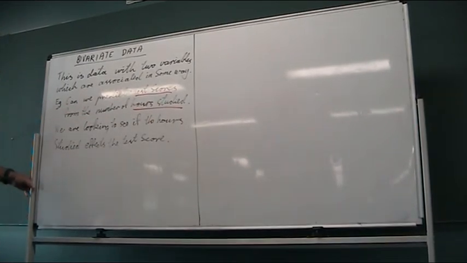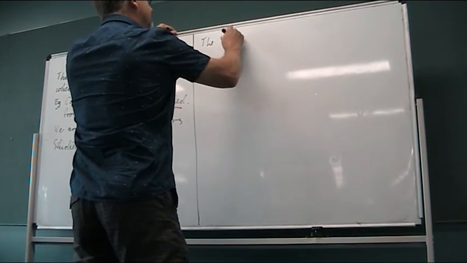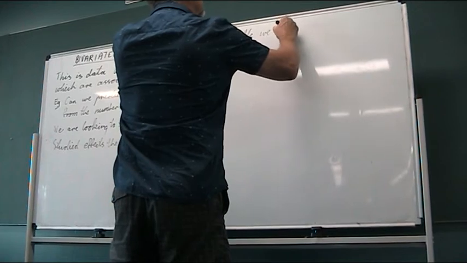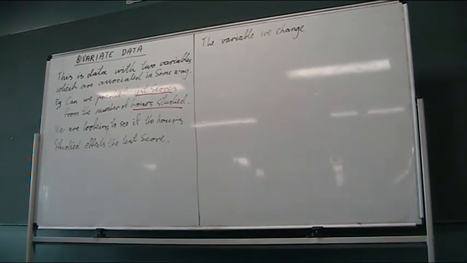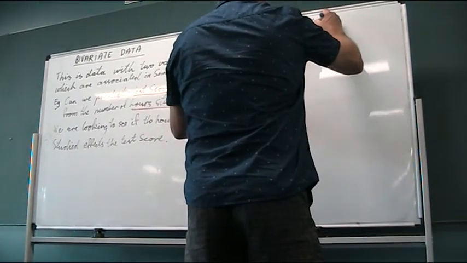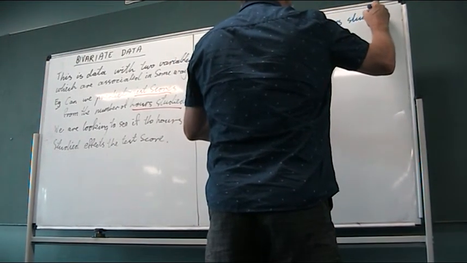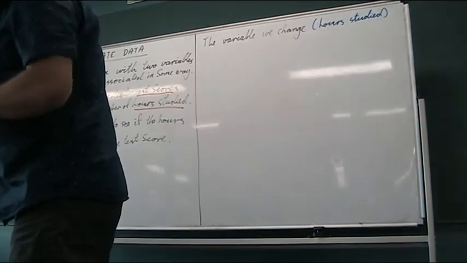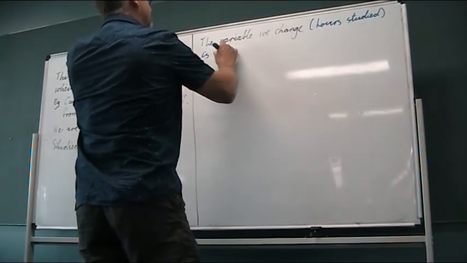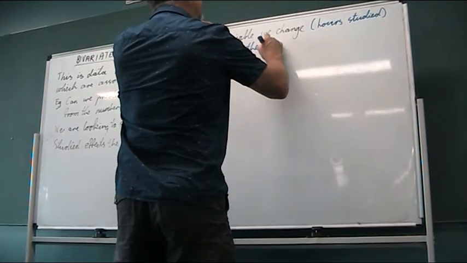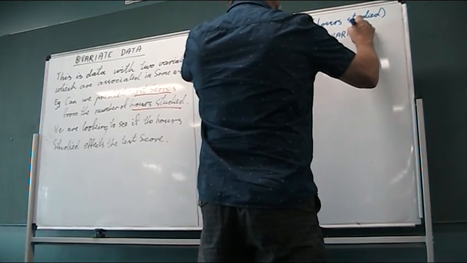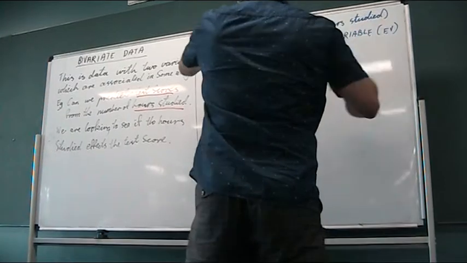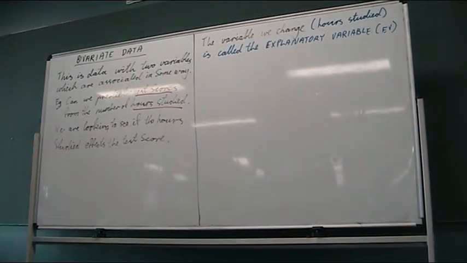So this one here, the hours studied, the one that I'm changing, is called the explanatory variable. So the variable we change, in this case the hours studied, is called the explanatory variable. And so that we don't have to write out explanatory variable all the time, we'll just call it EV.